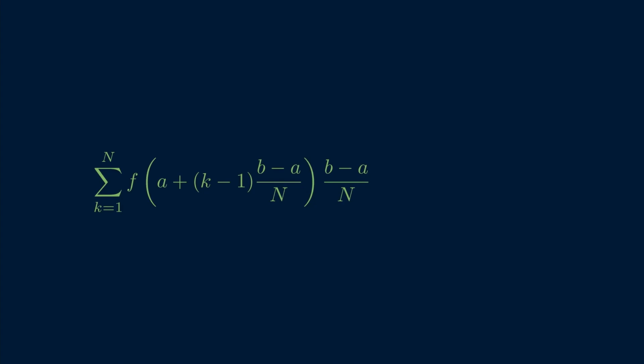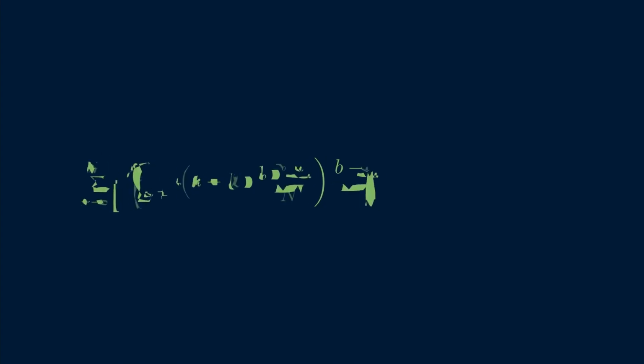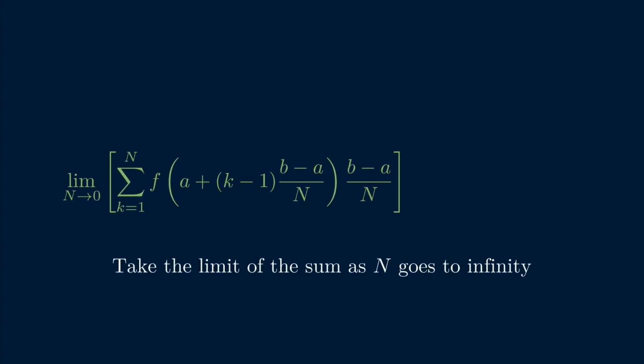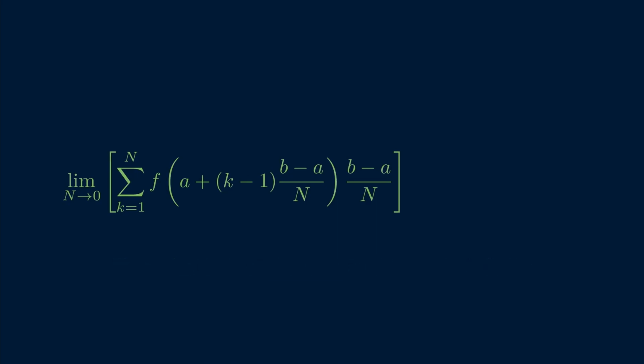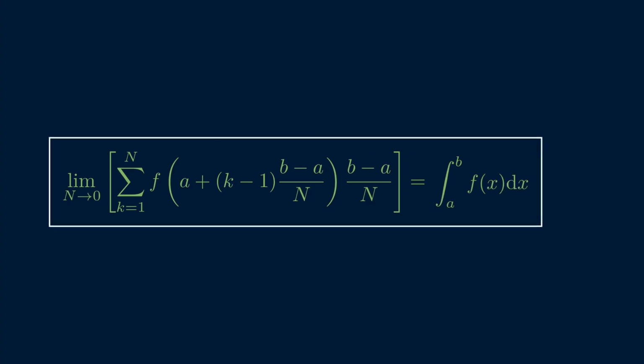If you haven't seen this symbol before, then don't worry about it. It's just another way of writing the sum that was on the screen before. Finally, we take the limit of this sum as n goes to infinity, meaning we are now summing the area of infinitely many rectangles, all of them infinitely narrow. This type of infinite sum is so special that it deserves its own name and symbol. It's the definite integral of the function f over the interval from a to b.